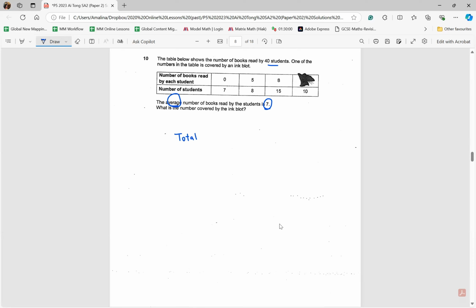So total books will be my 7 times by 40. That will give me 280 books. Then you find the total books read for these students that's given in the table. So 0 times 7, plus my 5 times 8, then plus my 8 times 15. So this is 160 books. So the books read by all these 7, 8, and 15 students is 160.